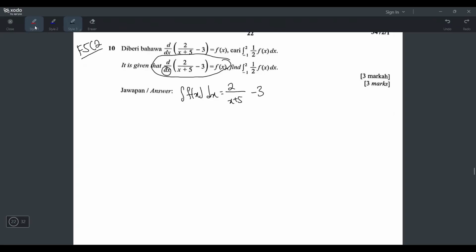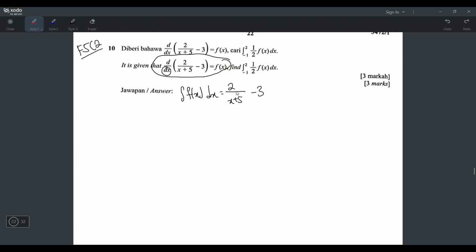Okay, so I repeat one more time. The d stands for differentiate. When you move it to the other side, it becomes integrate. And then the dx moves here, and this one disappears. So it means the integral of fx dx will give you this. That's why I write the integral of fx dx equals 2 over x plus 5 minus 3.